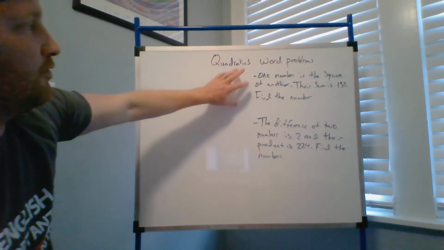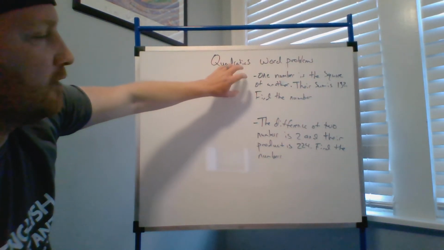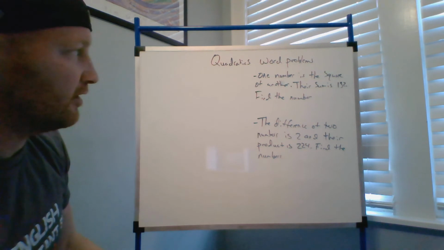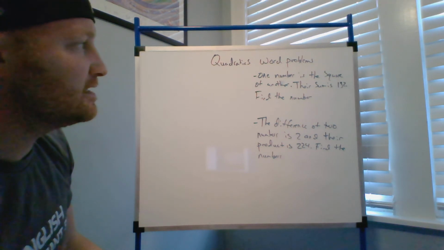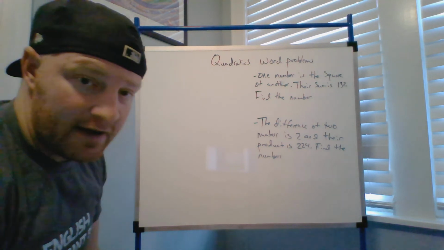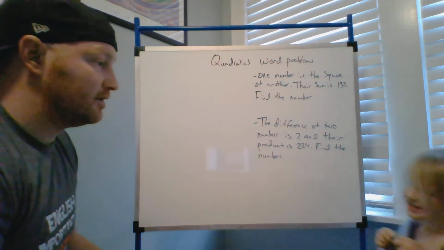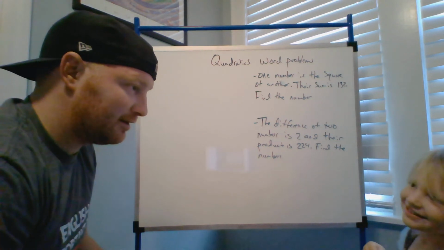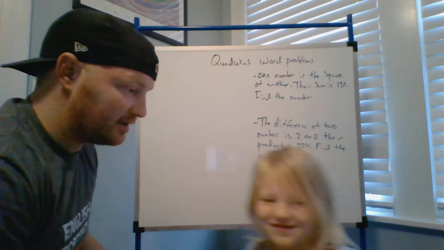All right, so the first question says, one number is the square of another. Their sum is 132. Find the numbers. So, do you want to go past me, or do you want to stay and learn some math? We'll see. You want to stay with math?